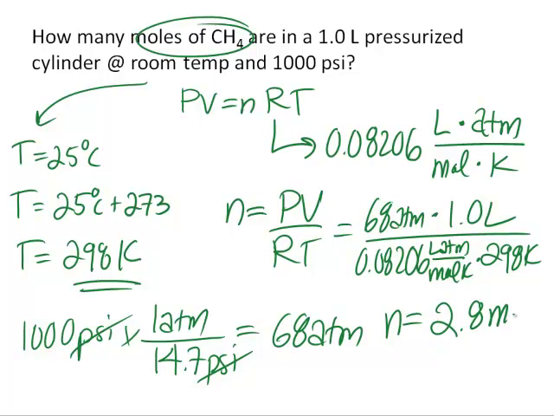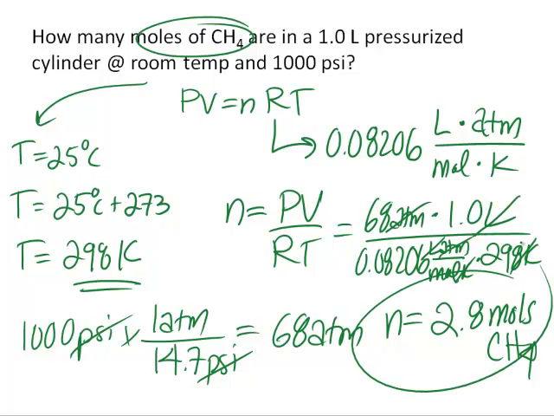2.8 moles of methane. Just to be sure that we got moles of methane, atmospheres cancel out, liters cancel out, of course Kelvin cancel out. So 1 over moles is moles, and so our final answer is 2.8 moles of methane.